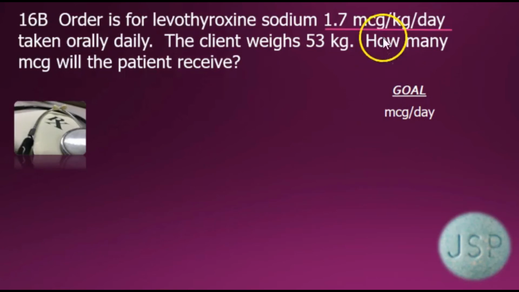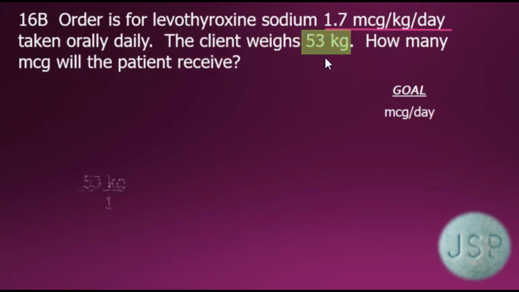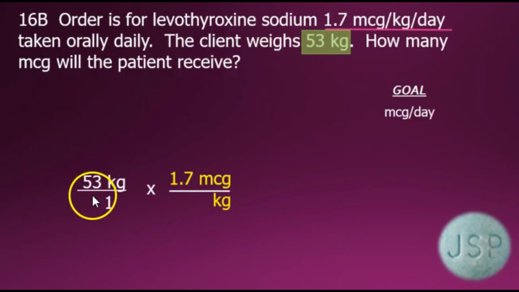The doctor's order is based on the weight of the patient, and like the last problem, to determine the amount of medication, we will begin with the weight of the patient times the doctor's order. So here we have the weight of the patient expressed as a fraction with a denominator of 1. The order is 1.7 micrograms per kilogram per day, so that per day is putting day in the denominator of this fraction.